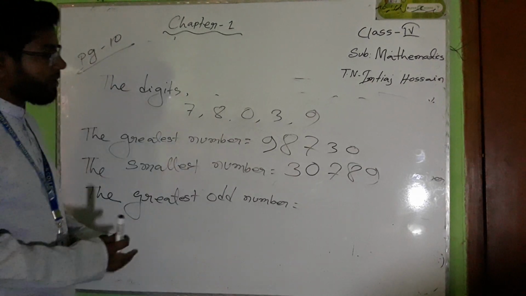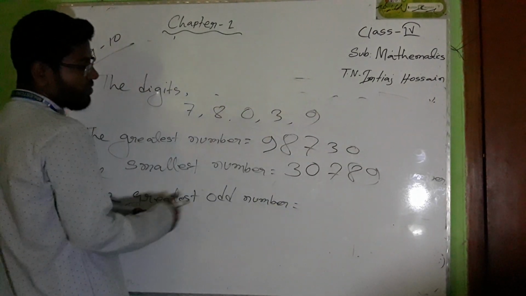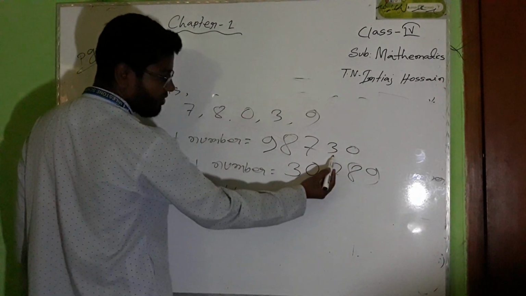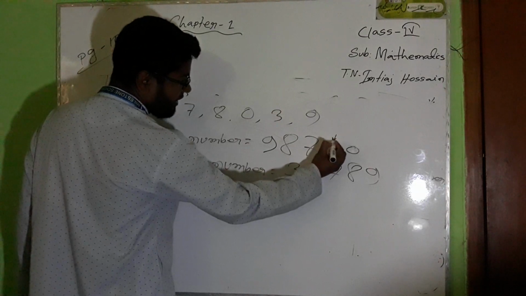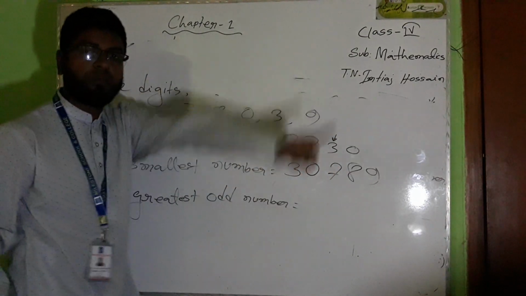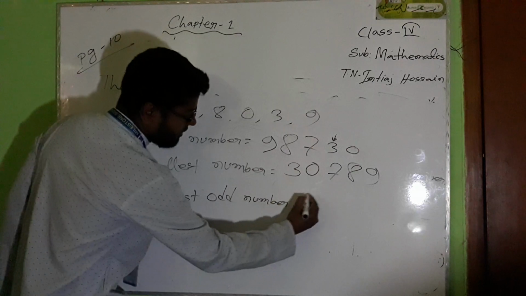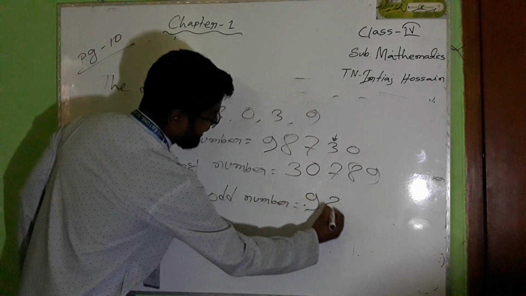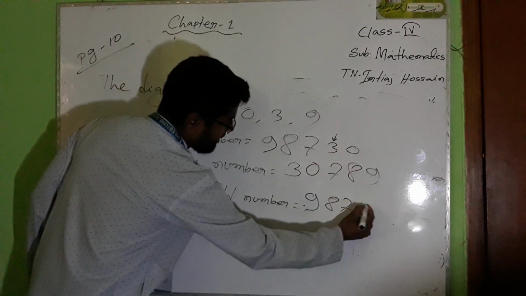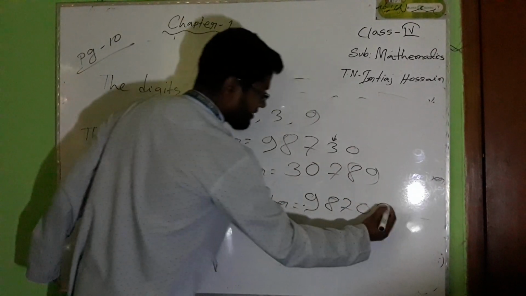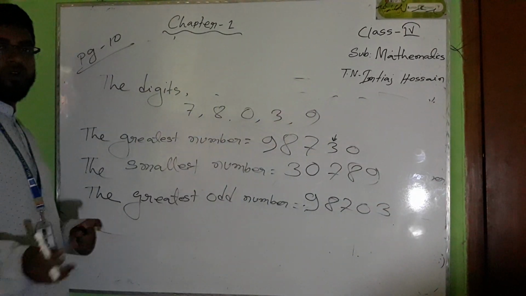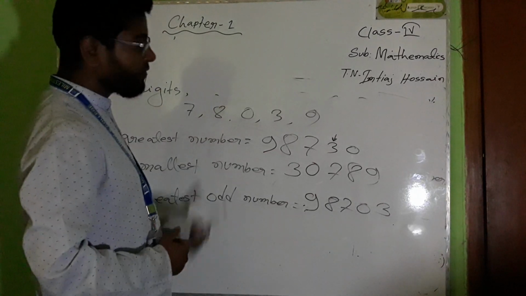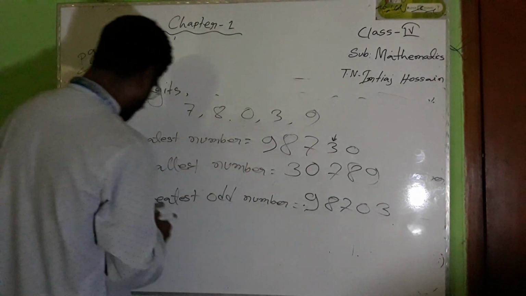So make it an odd number. From the last digit, we will check which one is the odd digit. Is it odd? No. Is it odd? Yes. I got the required odd digit. That odd digit will be last. So except this 3, I will write 9, 8, 7. Then I will write 0. This 3 I will write last. Have you understood? From the last side, we will consider. This is the technique to write the greatest odd number.